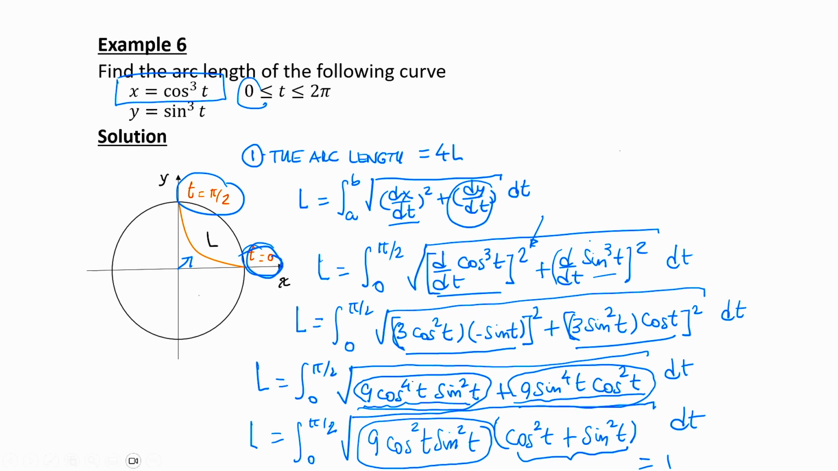So let's write that next. L now will be the integral from 0 to pi over 2, and then root of 9 cosine square of t, this is cosine square of t, and then sine square of t dt. Okay, now we take the root of this perfect square.